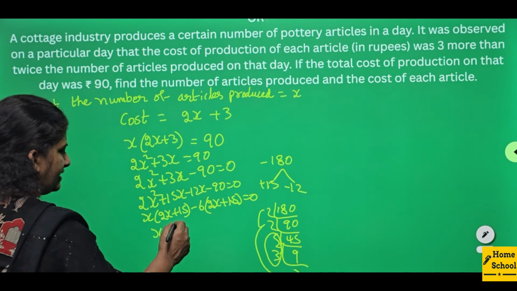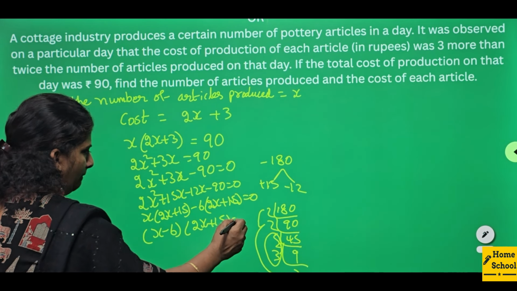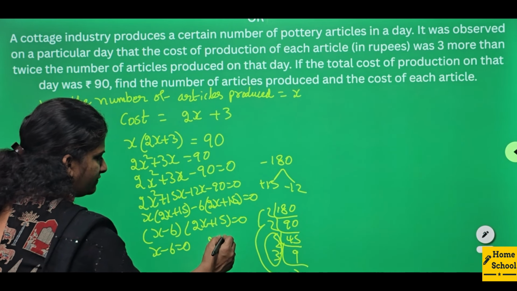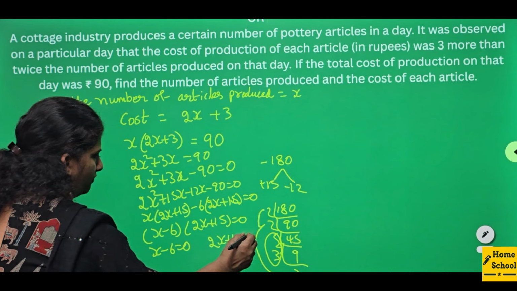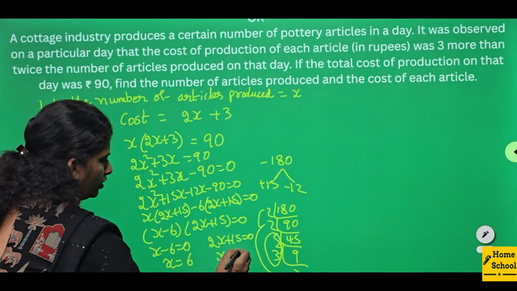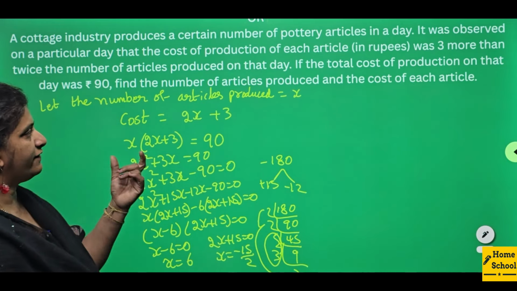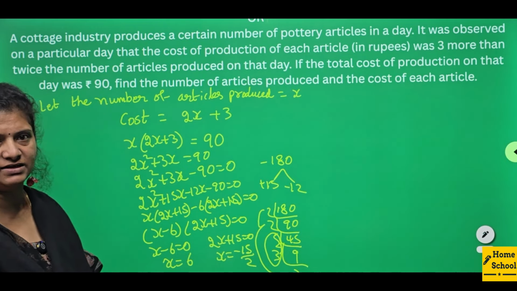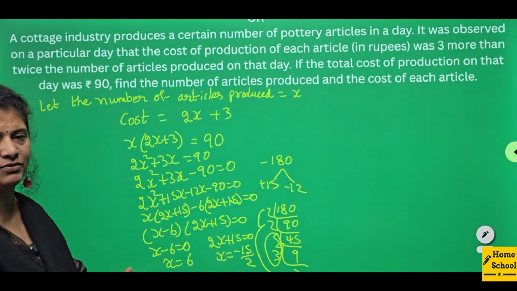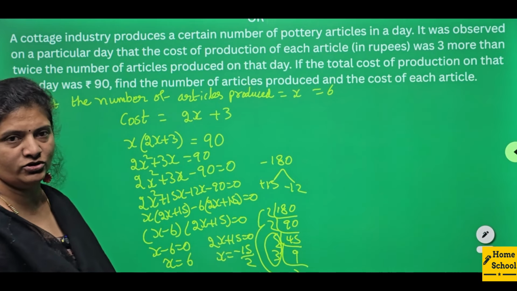X minus 6 into 2x plus 15 equal to 0. X minus 6 equal to 0 or 2x plus 15 equal to 0. Then x is equal to plus 6 and here x is equal to minus 15 by 2. X refers to the number of articles. Number of articles cannot be negative. Therefore, how many articles are produced on that day? 6 number of articles are produced on that day.